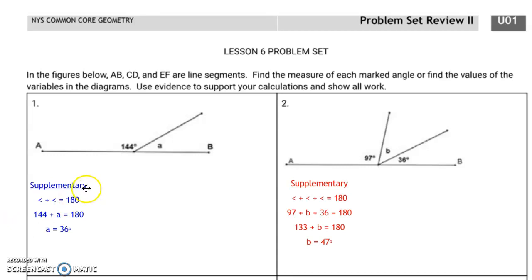Here they are. Supplementary angles here, the two angles are alongside of a straight line. That means that the sum of their measurements is equal to 180 degrees. In this case, I made it real simple. I said angle plus angle equals 180. This angle and this angle is 180.